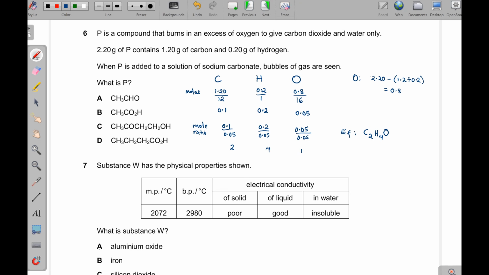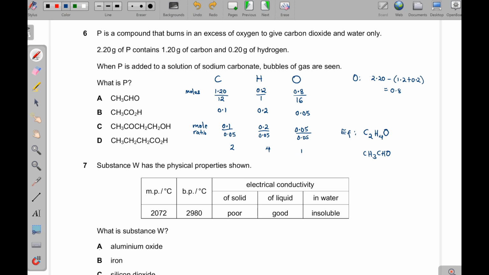You see that? Now, when we look at this one here, if the empirical formula is the same as the molecular formula, this one can be maybe CH3CHO. Like that. That can be the one. Okay? Because the 2 carbons, then 4 hydrogens, and then an oxygen.